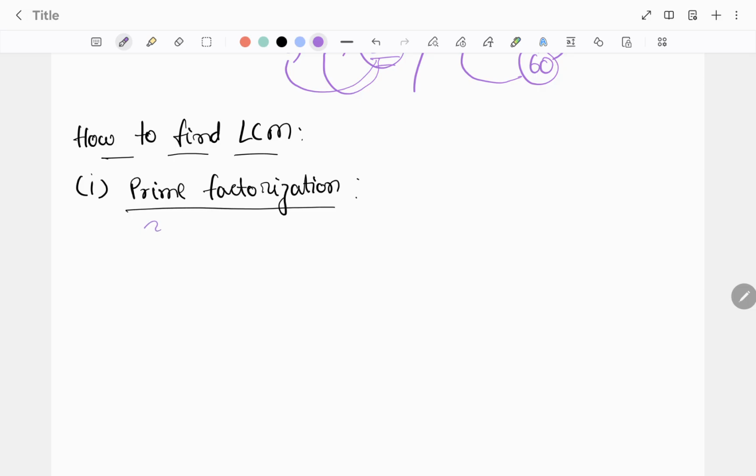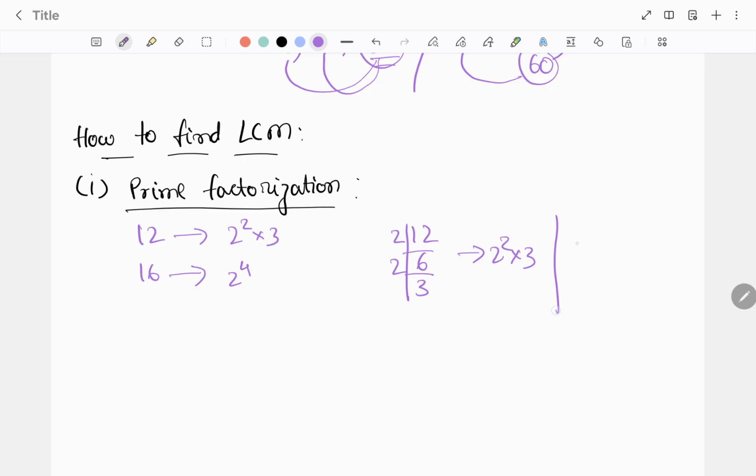Suppose now the same examples, 12 and 16. 12 can be written as 2 square into 3. 16 can be written as 2 power 4, only 2 power 4. Sir, how to do that? Suppose 12 is an even number. So go with the least even prime, that is 2. 6 times 2, 3 times. So now it is 2 square into 3. Then 16, go by 2, 8 times, go by 2, 4 times, then go by 2, 2 times, 2 power 4.